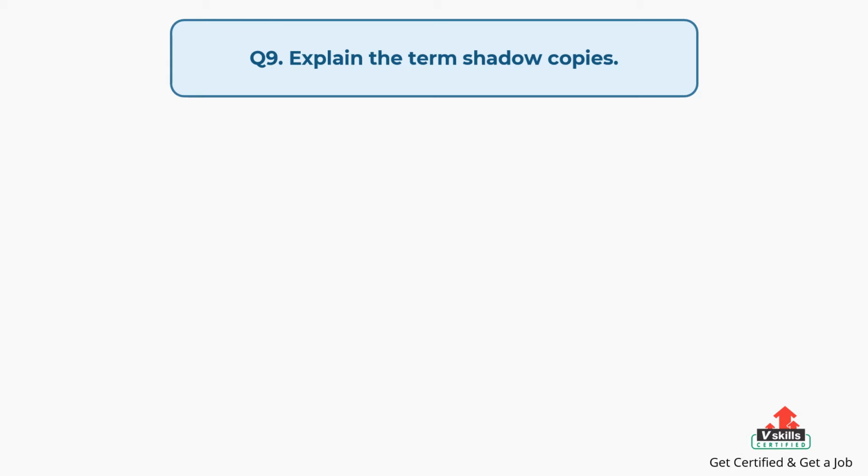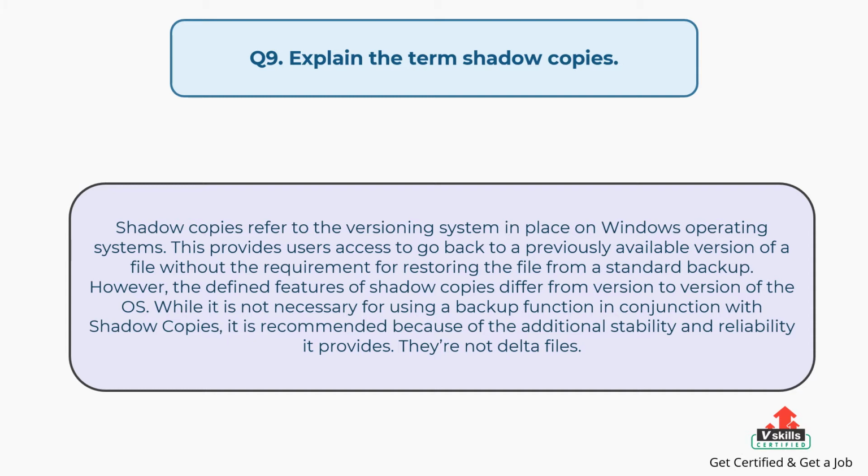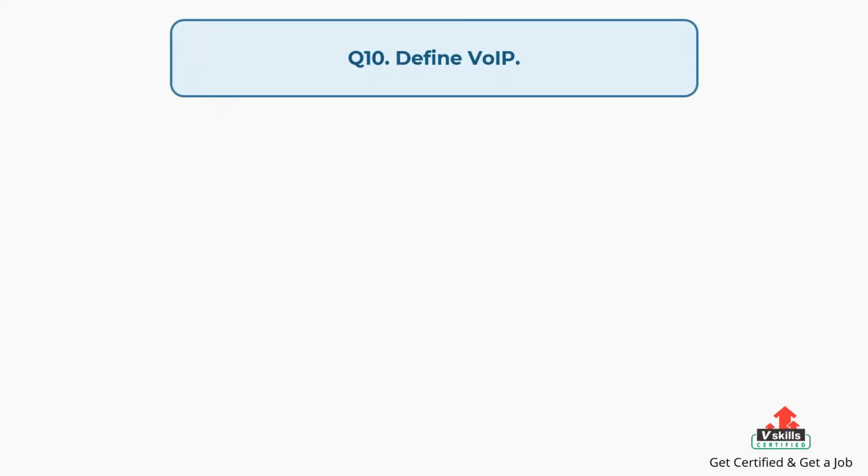The answer is, shadow copies refer to the versioning system in place on Windows operating systems. This provides users access to go back to a previously available version of a file without the requirement for restoring the file from a standard backup. However, the defined features of shadow copies differ from version to version of the OS. While it is not necessary for using a backup function in conjunction with shadow copies, it is recommended because of the additional stability and reliability it provides. They're not Delta files.